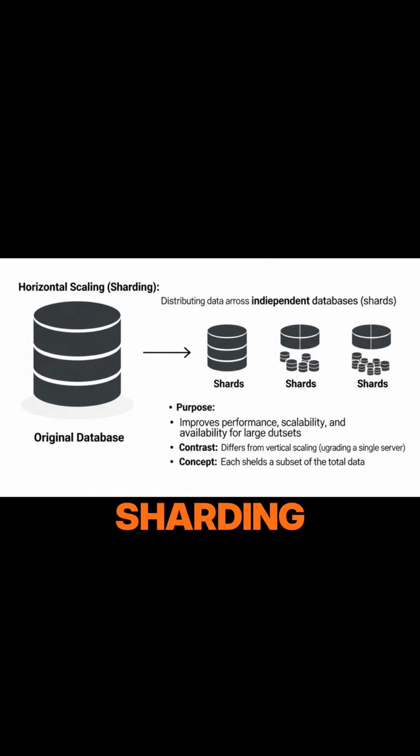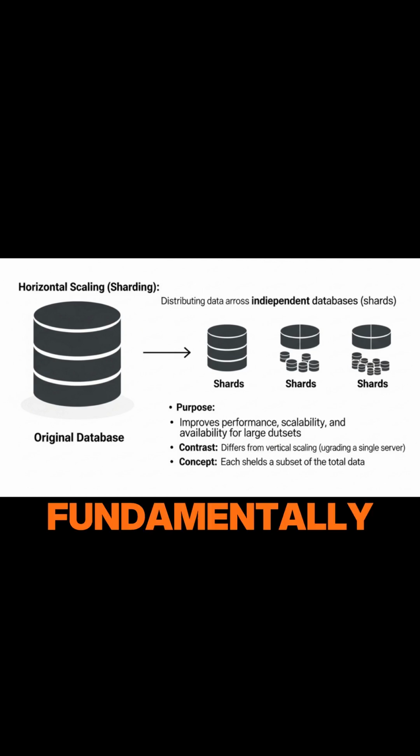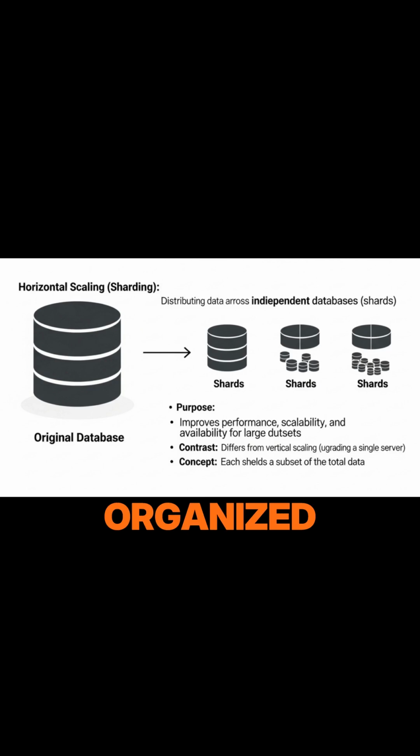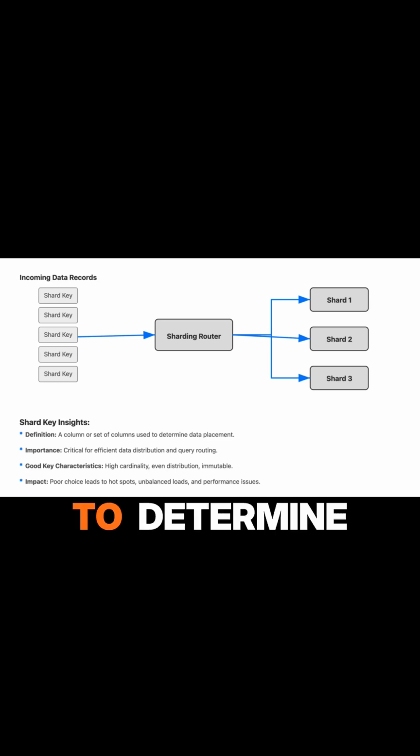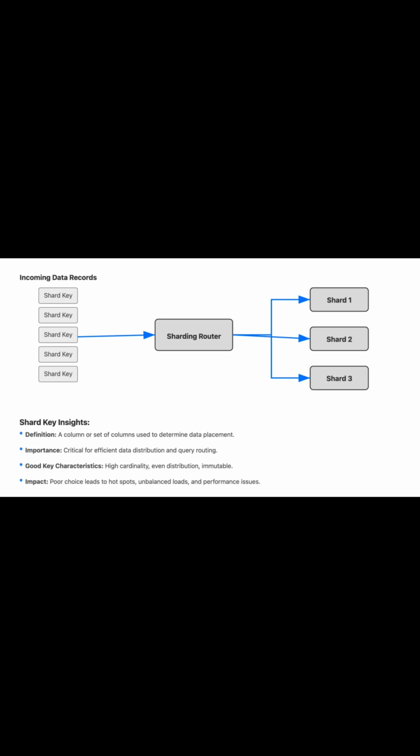At the heart of any sharding strategy is the shard key. This is perhaps the most crucial decision you'll make when implementing sharding, as it fundamentally dictates how your data will be organized. A shard key is essentially a column or a set of columns within your database table that the sharding system uses to determine which specific shard a particular piece of data should reside on. Think of it like a postal code for your data, directing it to its correct address, its specific database shard. Its importance cannot be overstated.